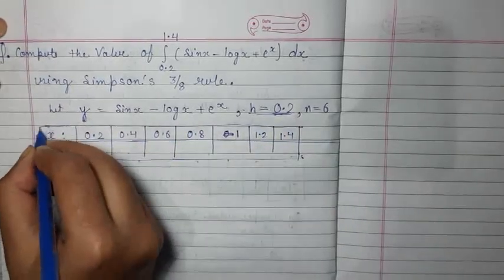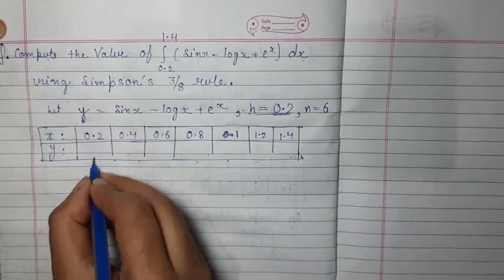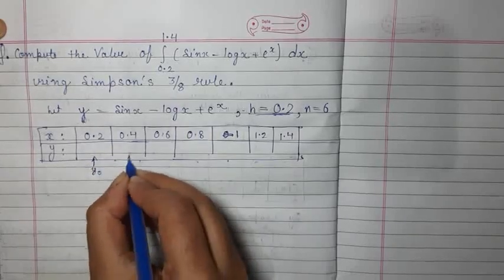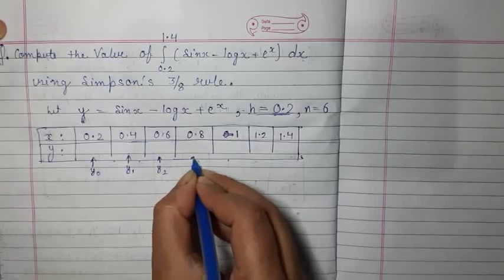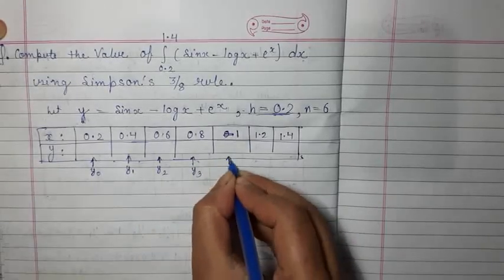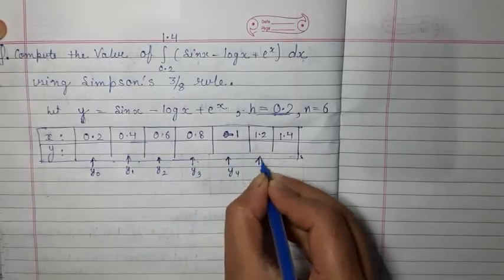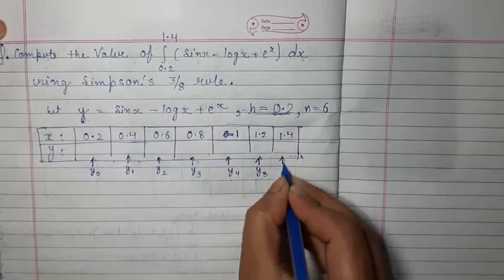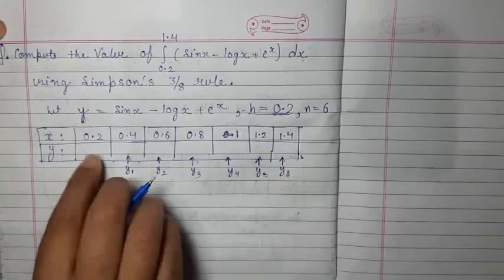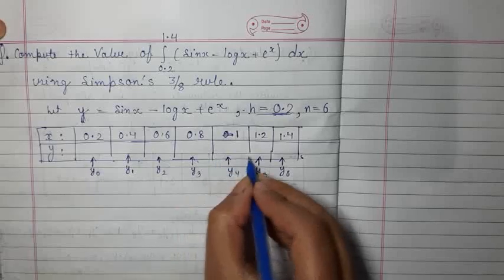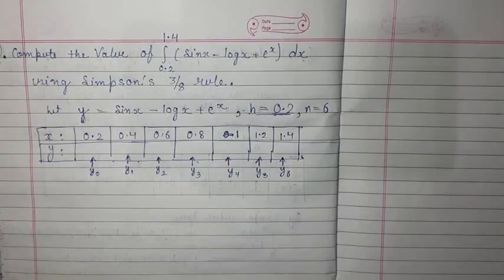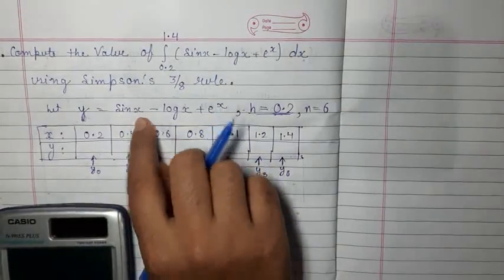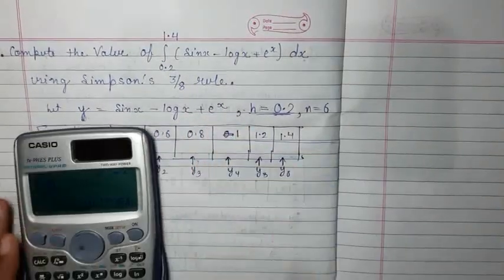So students, see here, this one we will call y0, this one is y1, this one is y2, this one is y3, this one is y4, this one is y5, and this one is y6. Whatever values we write here, these are all the values of this function. Now I am going to explain how we write the values. We have to find the value of sin x minus log x plus e to the power x.